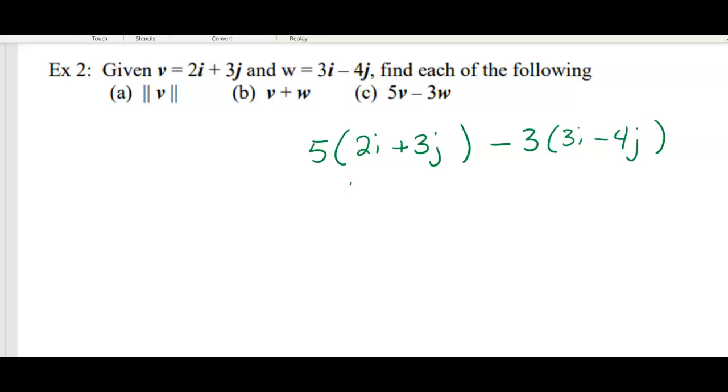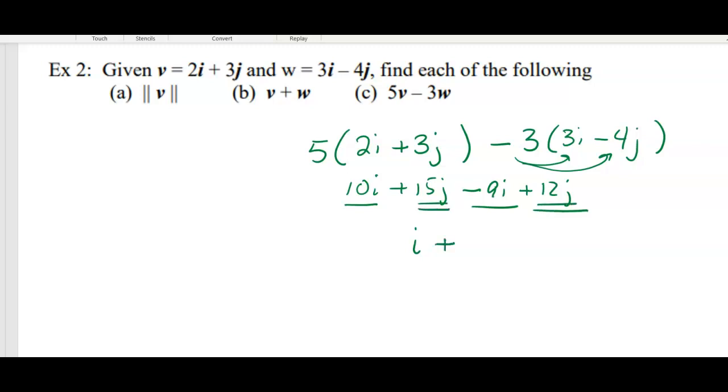All right, so let's go ahead and distribute. So that's 10i plus 15j, minus 9i plus 12j, and then I combine I, 15j, 12j, 27j. Final answer: i plus 27j, or in vector bracket notation, <1, 27>. All right. Too easy, I know it. The last little bit is a little bit more, but still easy.